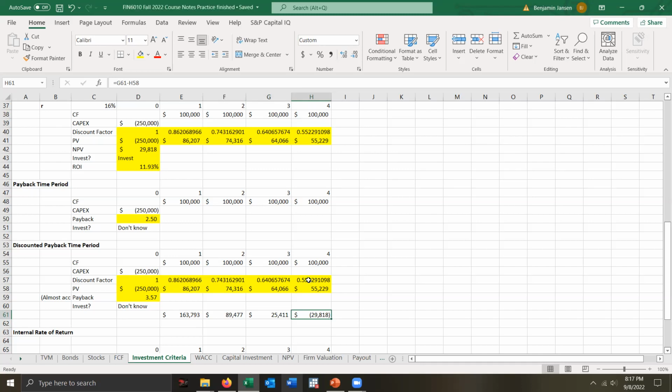So that 250,000, I'm curious, technically doesn't that 250,000 that you invested at the very beginning also lose value as well?